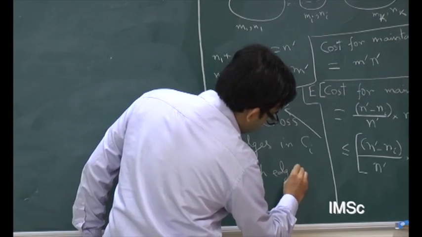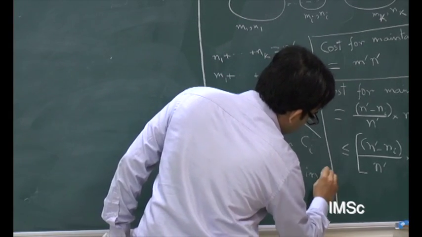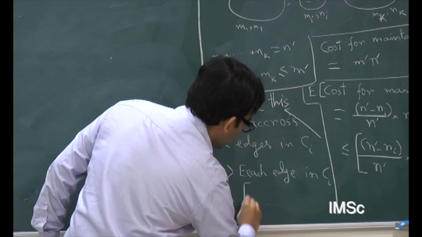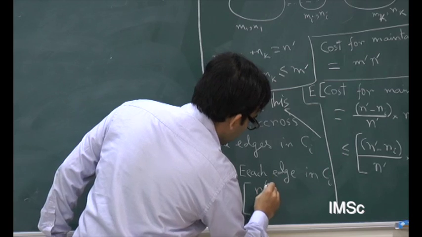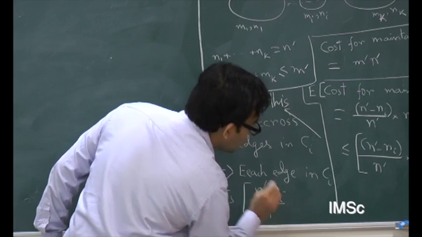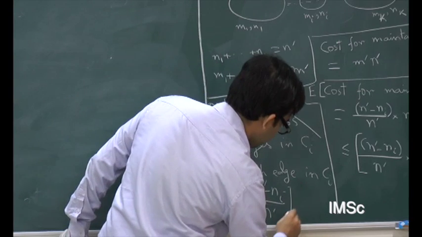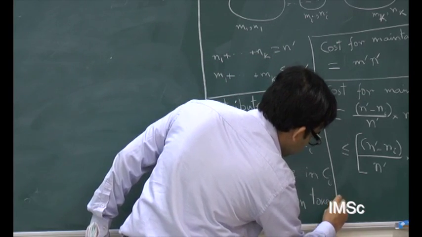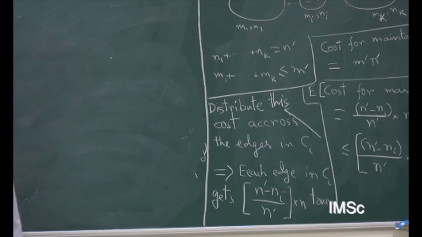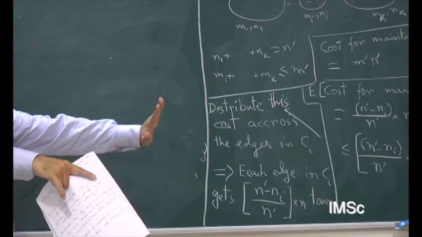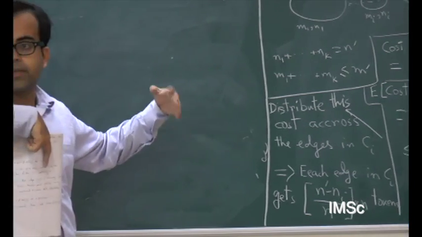Each edge in Ci gets minus Ni divided by n prime times n tokens in expectation. Okay. Now, let us try to analyze, at the end of the algorithm, what is the total amount of tokens that an edge gets.